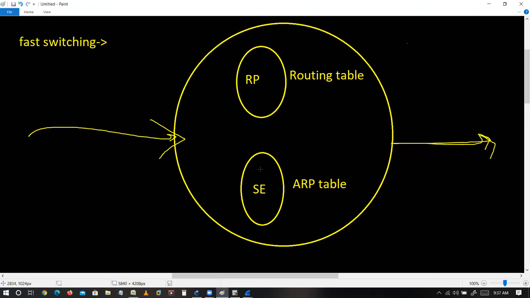Now it is clear? Yes, I'm absolutely clear about this. So what I'm asking is, you said that the process switching is over. So what is process switching?